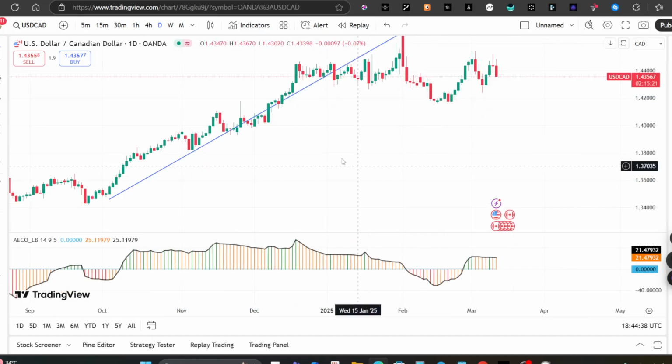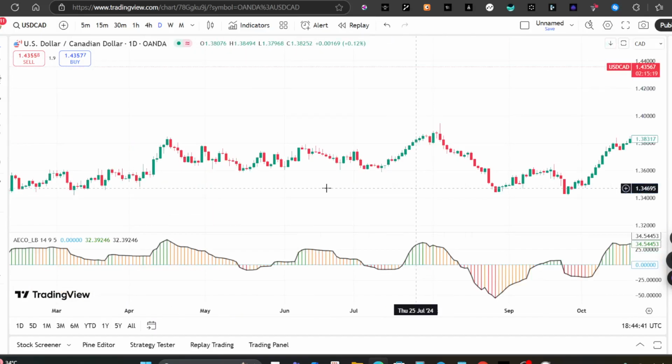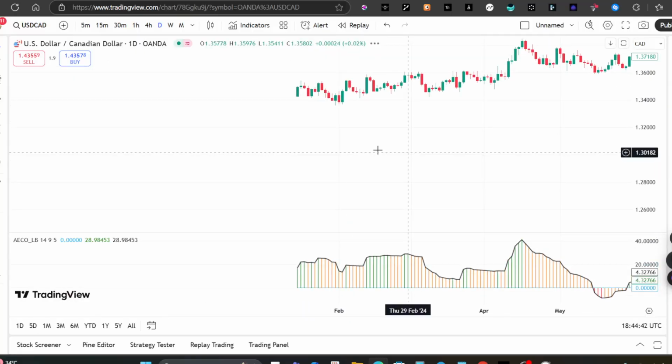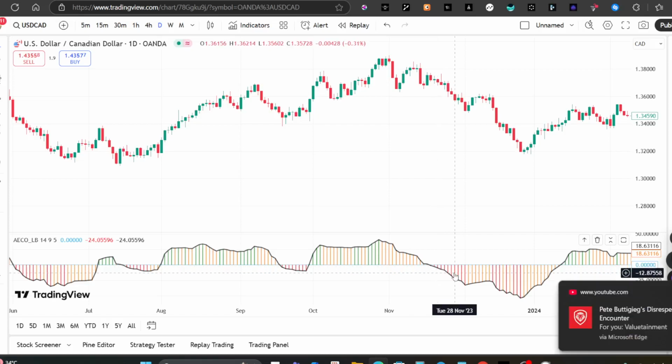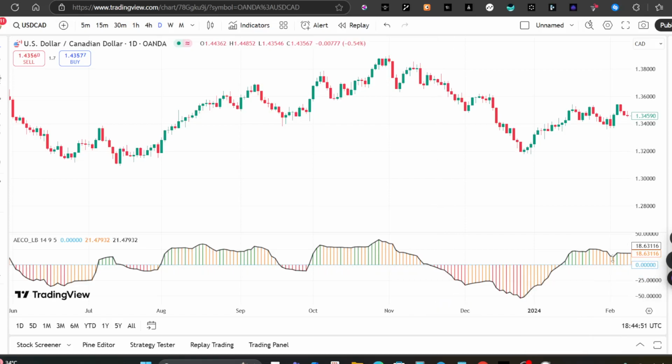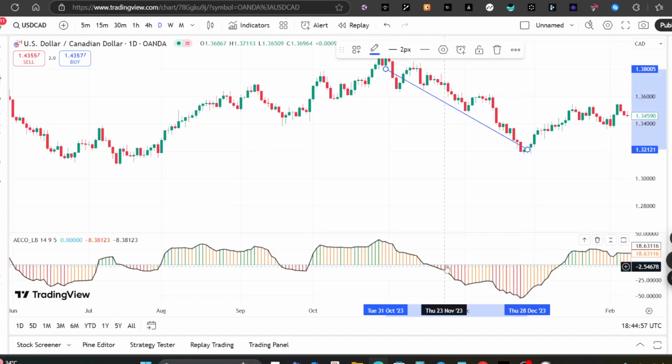Now, let's talk about negative values. When the oscillator falls below the zero line, it shows that momentum is bearish. This could signal a downward trend or potential selling opportunities. And you can see that that's exactly what happened here. We had a selling trend, as you know, while the oscillator was below the zero level in the negative territory.